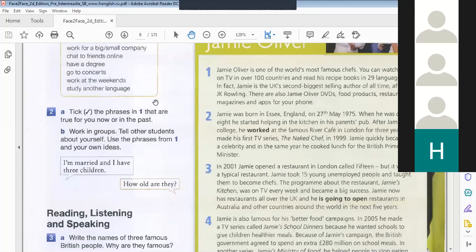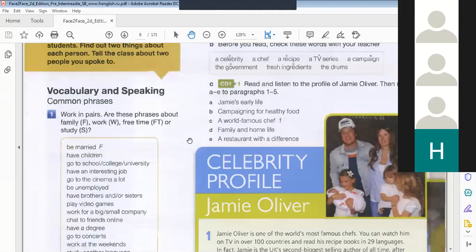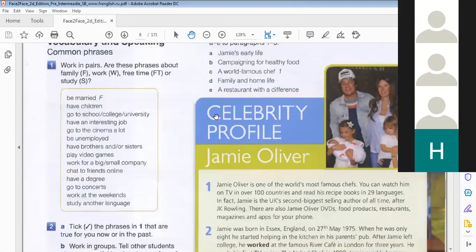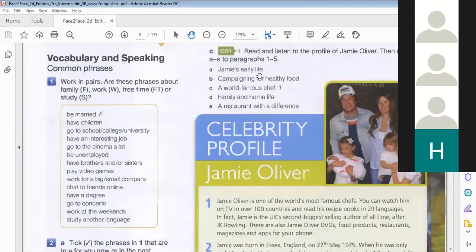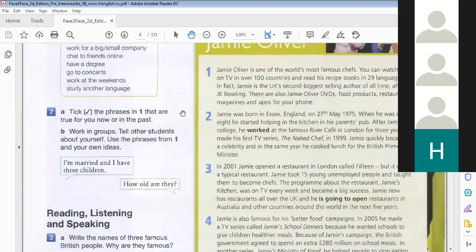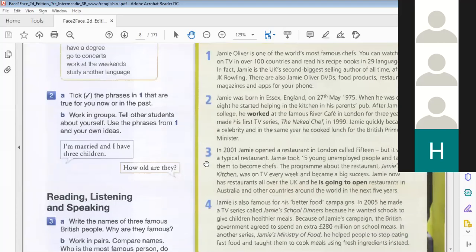All right. So now let's match these headings that we read in the beginning. Let's match them with the right paragraphs. Okay, so let's start with the first heading here, this one, Jamie's early life. Which paragraph talks about Jamie's early life? 1, 2, 3, 4, or 5?